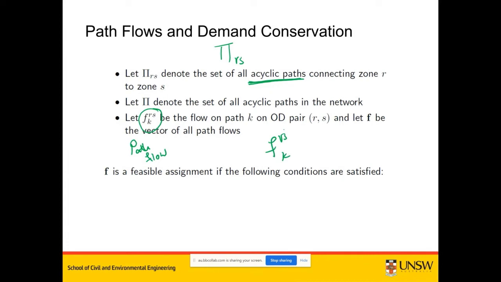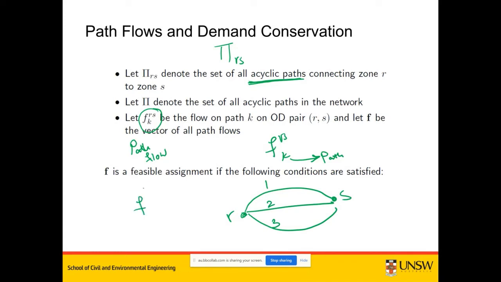F_RS^k is basically, so k is the number of paths, because imagine this is path 1, this is path 2, this is path 3, right? And this is R, this is S. So if I want to write what is the flow on path 1, path 2, path 3, this is how we distinguish it. So we say F_RS^1, F_RS^2, and F_RS^3.